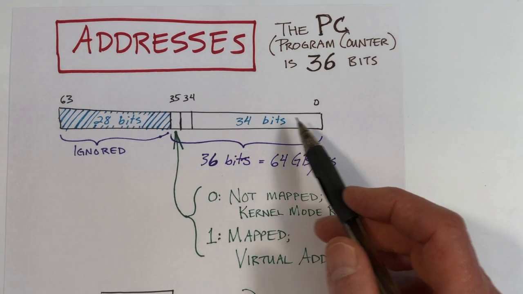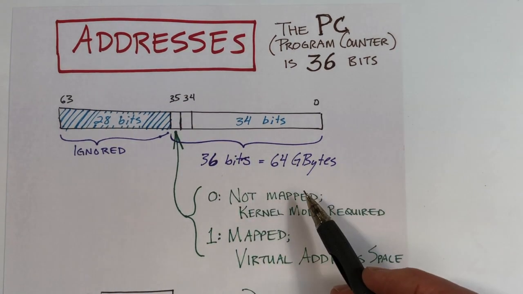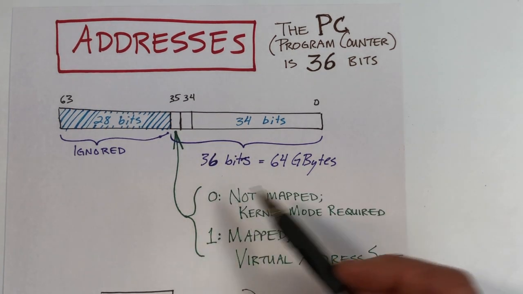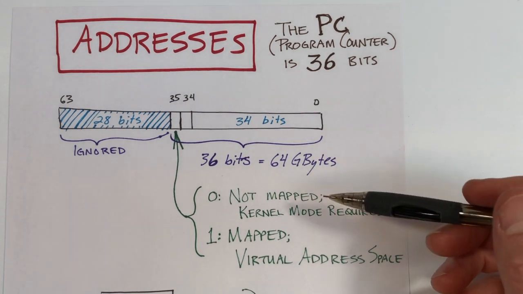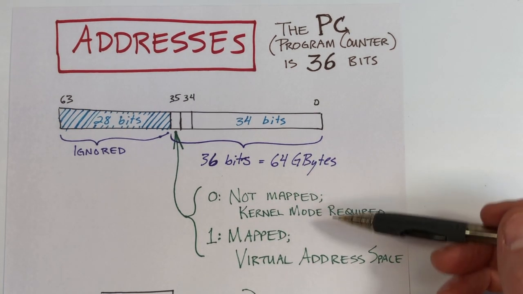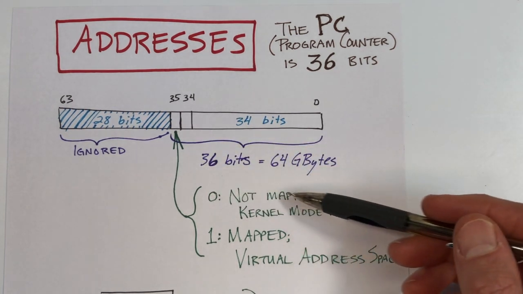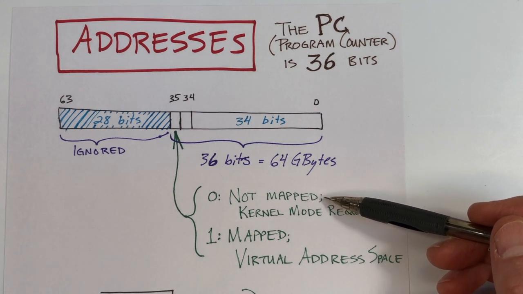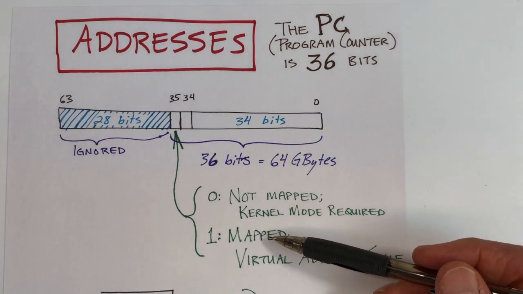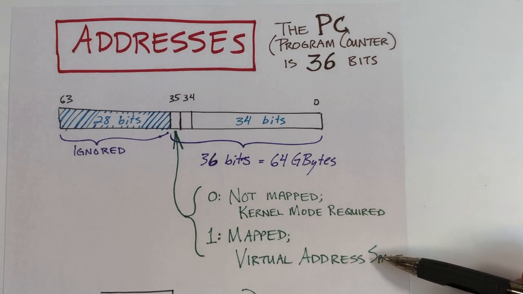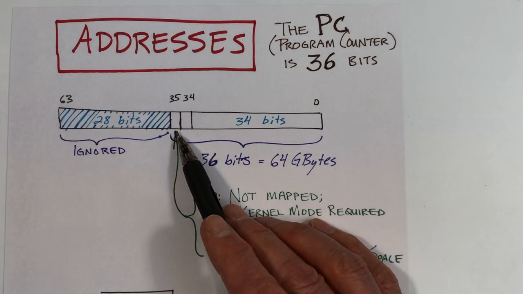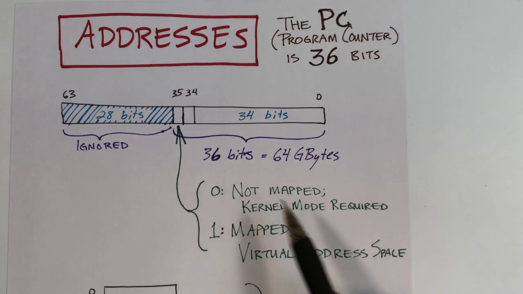Now 34 bits leaves 2 extra bits, and I want to talk about how those are used right now. First of all, bit 35 is a very important bit. That determines whether the address will be a kernel mode address or a virtual address. So in one case, when it's a 0, the address refers to physical memory, and when the bit is a 1, the address refers to a virtual address space. So the address is indicating a byte somewhere in a virtual address space. Okay, so that's bit 35. I'll come back to bit 34 in a second here.